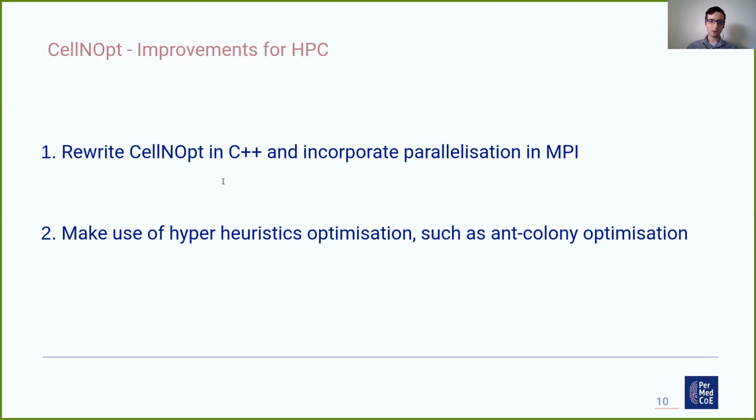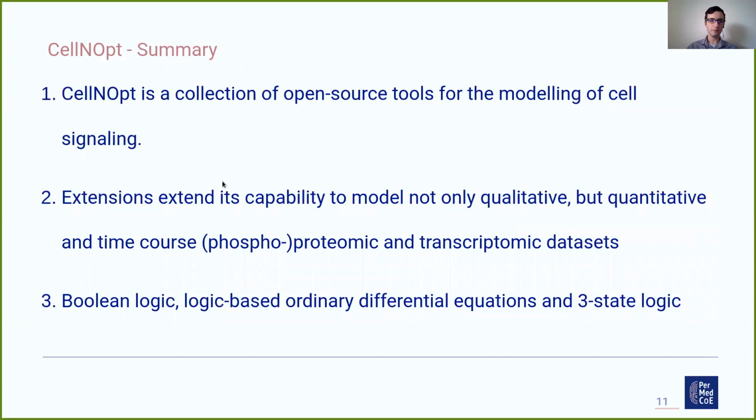Also, we are making use of hyperheuristic methods, especially ones that benefit from parallelization. To summarize the section, CellNOpt is a collection of open source tools for modeling of cell signaling. It can build and simulate models under different formalisms, such as Boolean logic, constrained fuzzy logic, and logic ODEs.